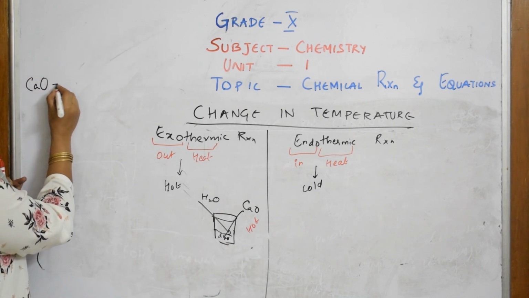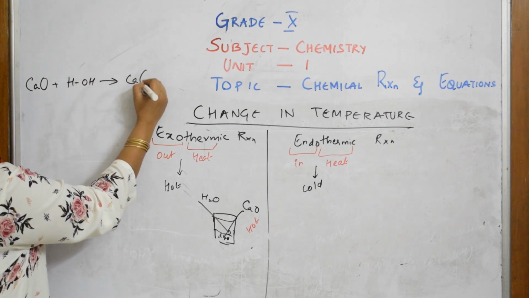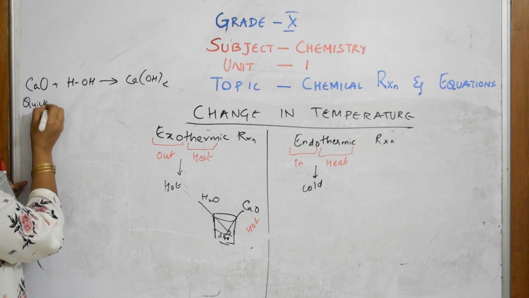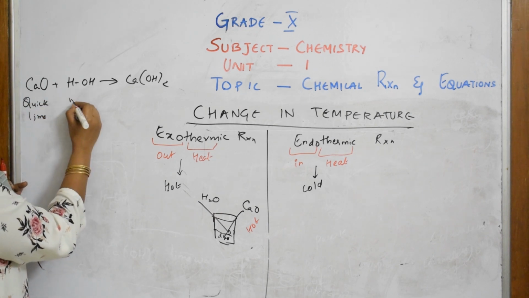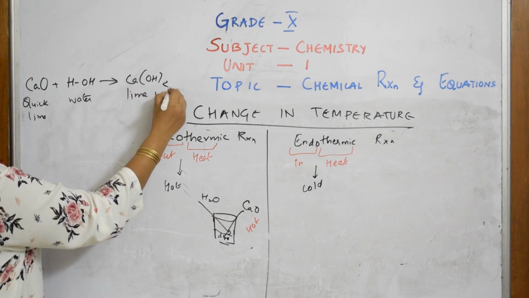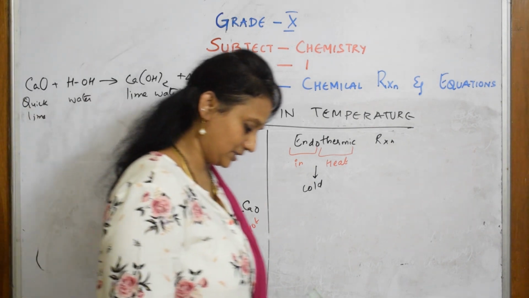Calcium oxide plus water gives calcium hydroxide. So this is quicklime, this is water, this is lime water. Okay, so what plus delta? Delta means exothermic reaction. Done.